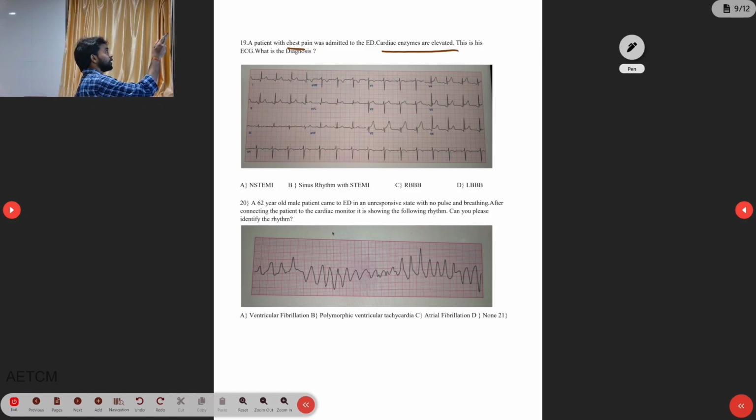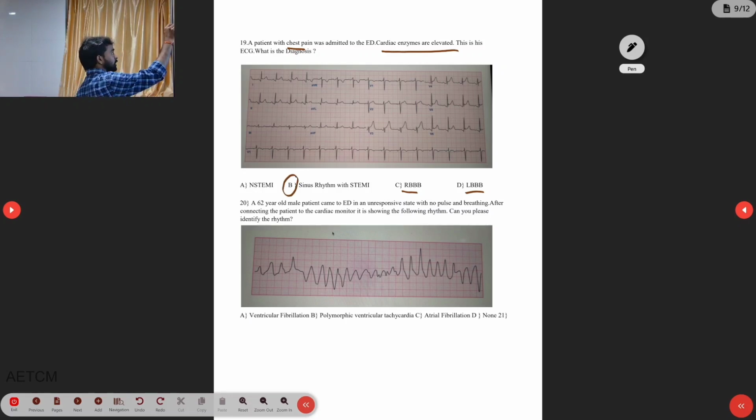So the options for this 19th question: the first one is NSTEMI, non-ST segment elevation MI. Option B is sinus rhythm with STEMI. Option C is right bundle branch block. Option D is left bundle branch block. So you can see here the answer for this 19th question is sinus rhythm with ST segment elevation MI.